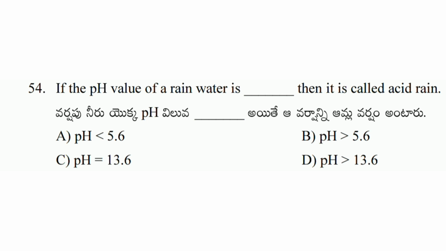Let's come to another question, that is, if the pH value of rainwater is dash, then it is called acid rain, and it is also a direct question. The correct answer is pH less than 5.6. That means if the pH of the rainwater is less than 5.6, it is called acid rain. So option A is correct.